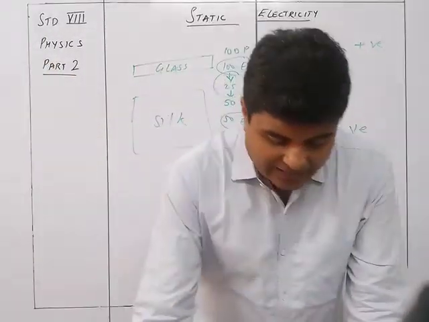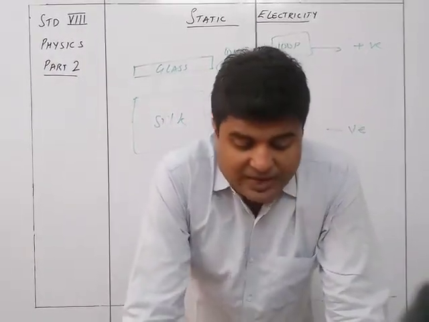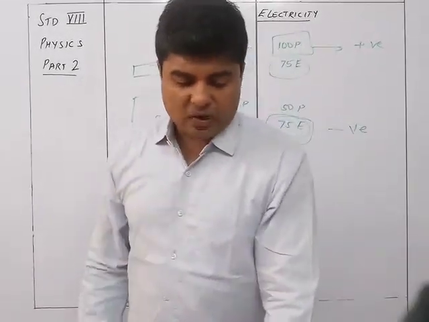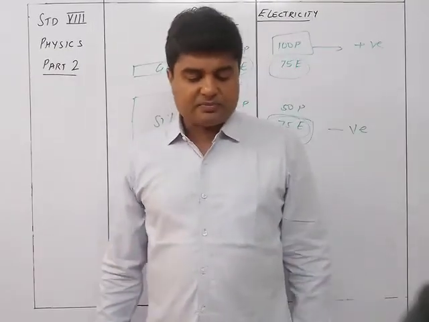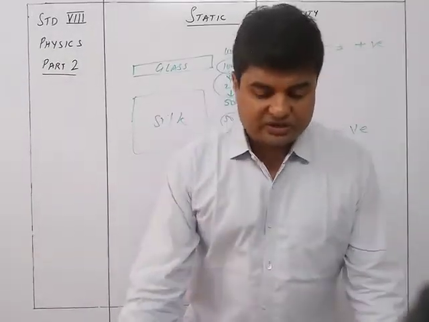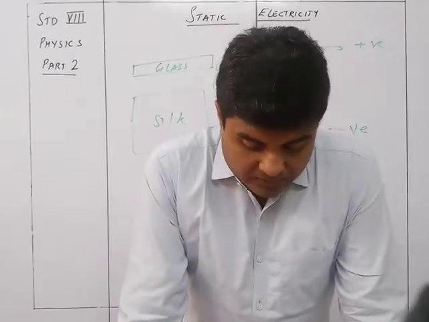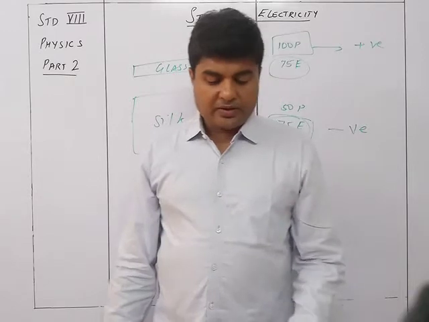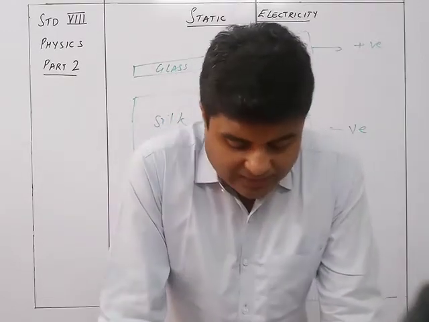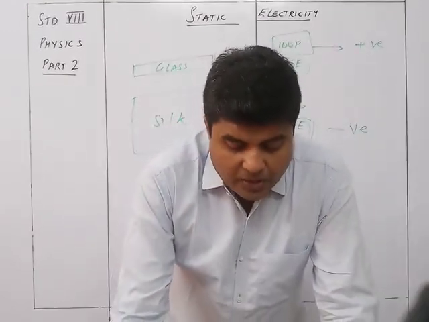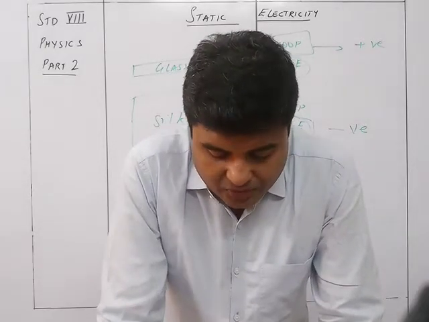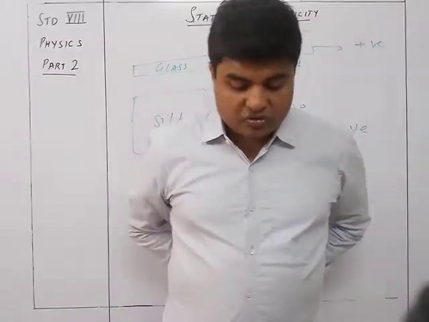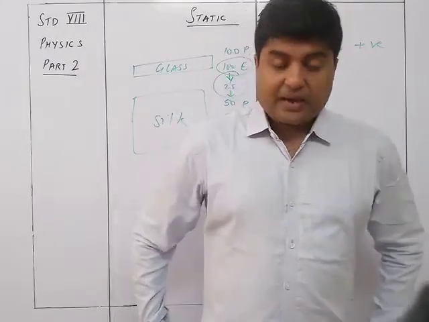For example, when a glass rod is rubbed with silk, the free electrons from the glass rod are transferred to the silk. The glass rod loses some electrons, so it becomes positively charged, and the silk gains the same number of electrons, so it becomes negatively charged by an equal amount. The charging of the glass rod and silk on rubbing is shown in the figure. Before rubbing, both the glass rod and silk are electrically neutral. While rubbing, electrons are transferred from the glass rod to the silk, and hence after rubbing, the glass rod becomes positively charged and the silk becomes negatively charged.